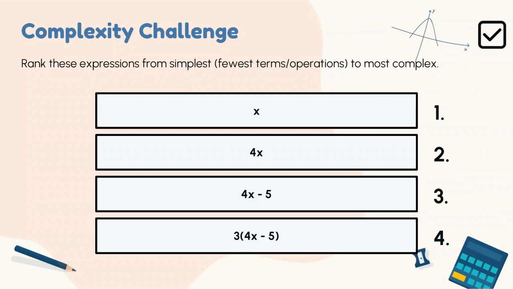The correct order from simplest to most complex is x, then 4x, then 4x - 5, then 3(4x - 5). x is the simplest because it is just one variable. 4x includes multiplication. 4x - 5 includes multiplication and subtraction. 3(4x - 5) is the most complex because it includes multiplication, subtraction, and brackets.